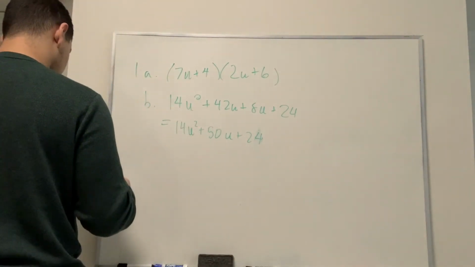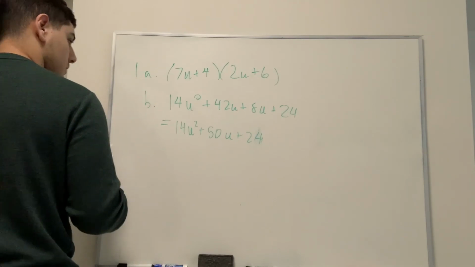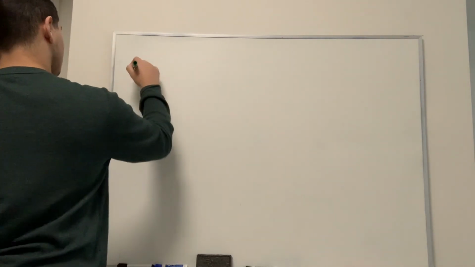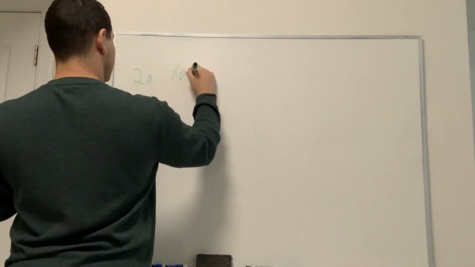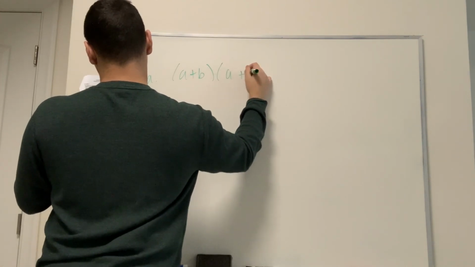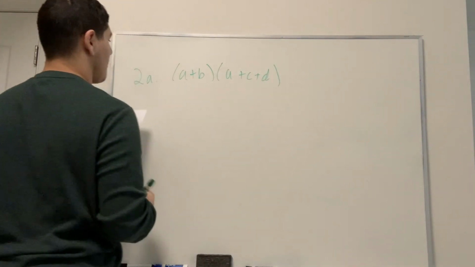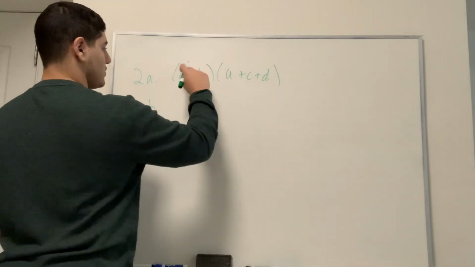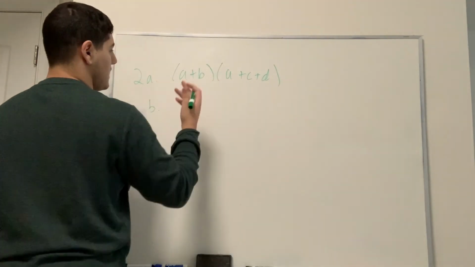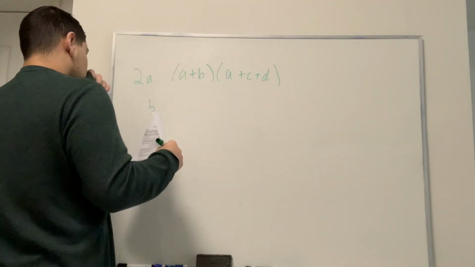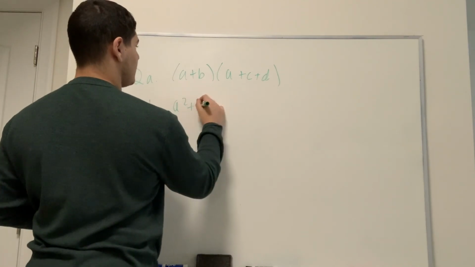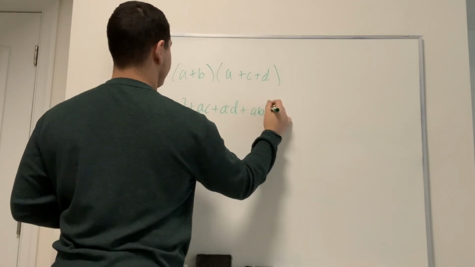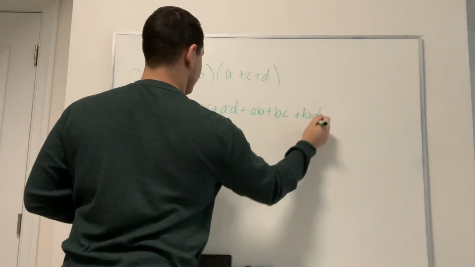So then for number 2, same thing. Part A, we have A plus B times A plus C plus D. So for B, we're going to expand it; we're going to distribute the A to each term and then the B. That's one method. So you have A squared plus AC plus AD plus AB plus BC plus BD.